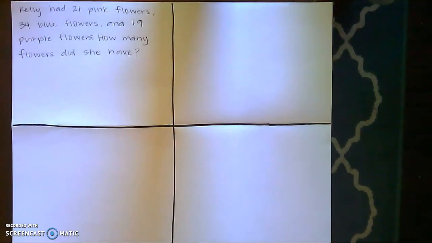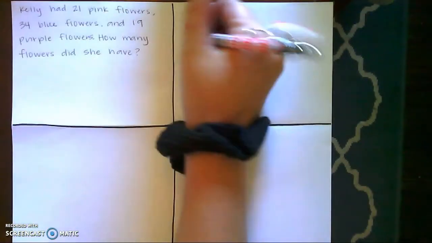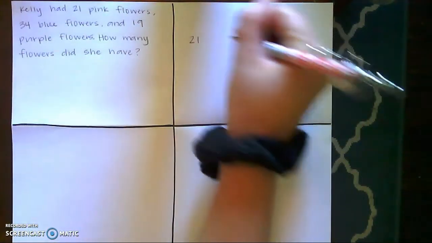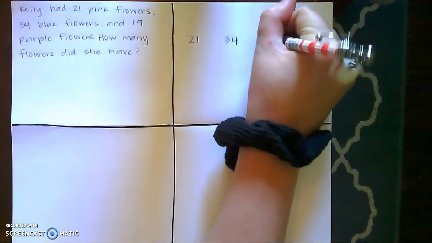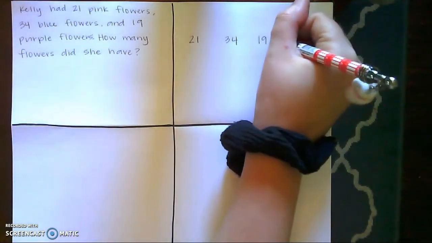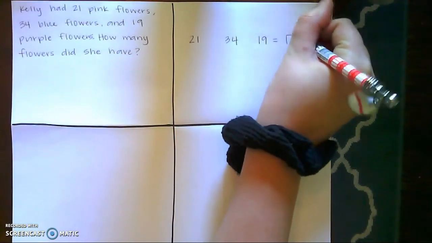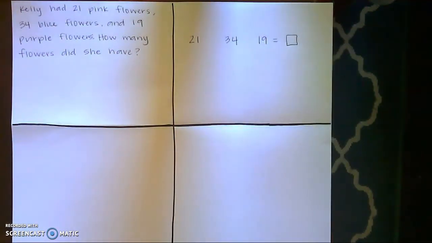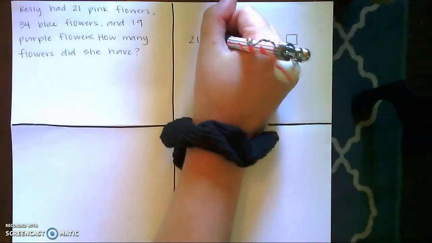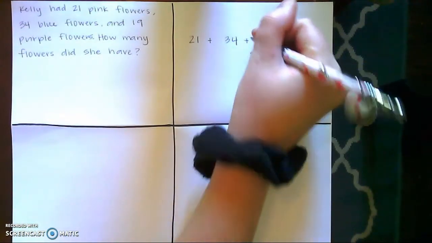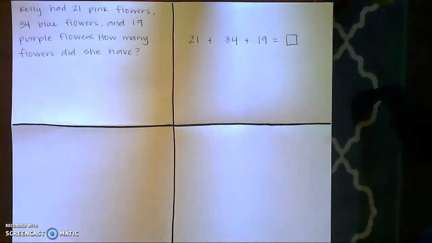That means I'm going to take a look at the beginning, middle, and end of our word problem to see what numbers we're going to add together. In the beginning, it said she had 21 pink, 34 blue in the middle, and 19 purple at the end. We don't know the final result, so that's going to be a box. Since we said it's in all, we are going to add all three numbers together. So I'll put a plus sign or an addition symbol in between each of my numbers.